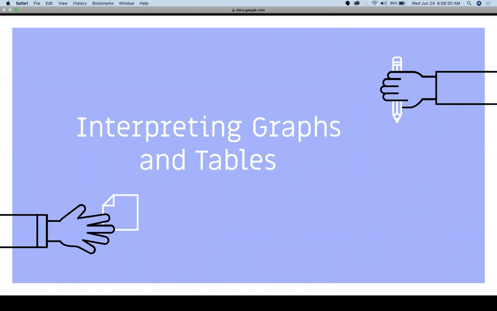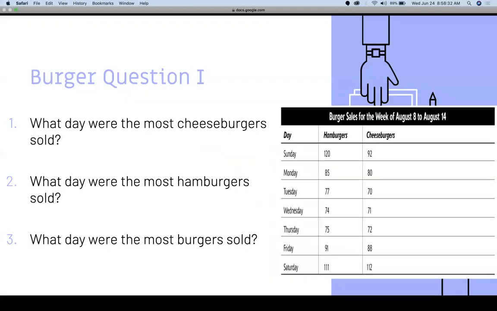So, interpreting graphs and tables. Right, let's look at question 1. This is a burger question. What day were the most cheeseburgers sold? Well, we have to look at every day for the cheeseburgers and see which one had the most. And we can see that that day is Saturday. Number 2, what day were the most hamburgers sold? Now we have to go to the hamburger column and look at each row to see which one's the biggest. And that would be on Sunday.